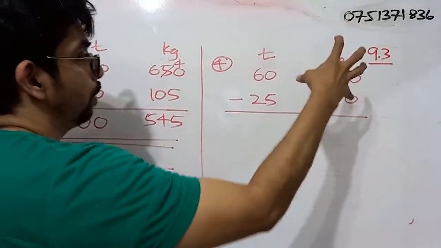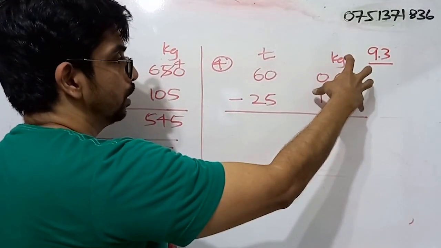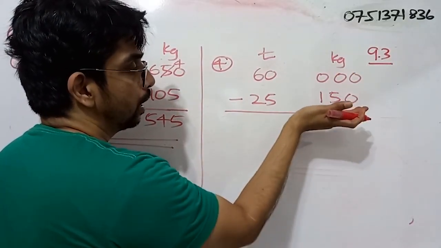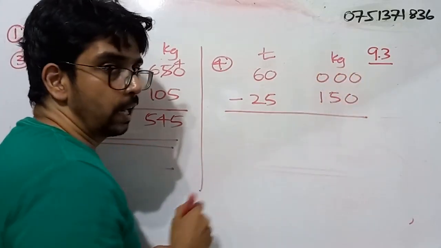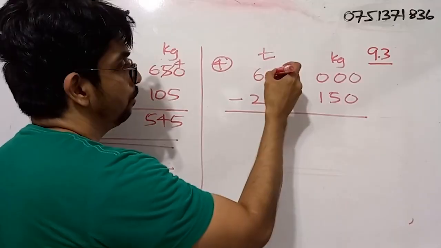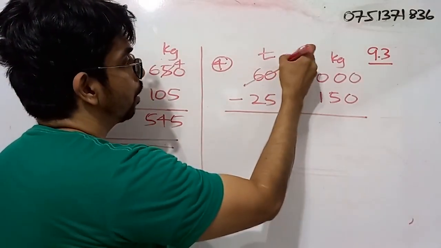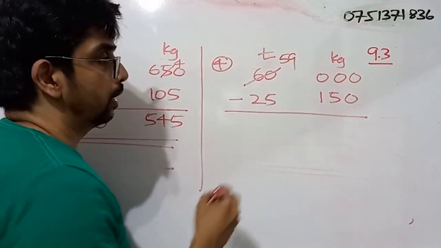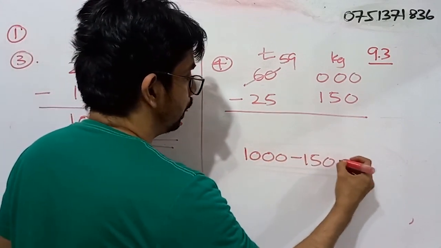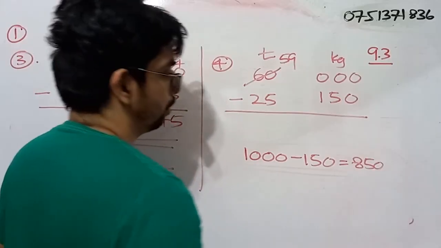Right. So we have to start from the kilograms portion. So we have to subtract 150 from nothing. So we cannot do that. Then what do? We borrow a 1. When we give that 1, the number of tons, that becomes what? 59. So from 1000, we have to subtract 150. So this becomes what? 850.